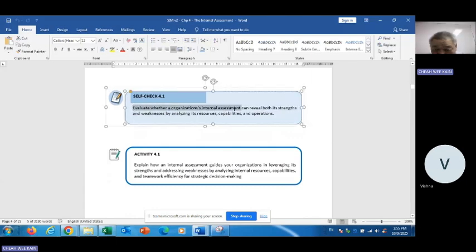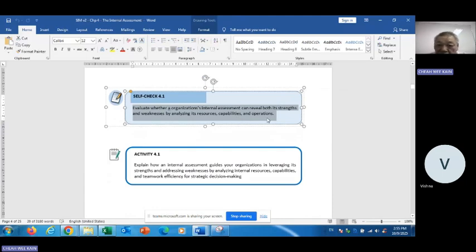Evaluate whether organization internal expansion can reveal both its strength and weakness by analyzing its resource capability and operations. Okay, so if you look at your resources, your capability, and your operations at each of the things that you want to check, then can your internal assessment help you to identify these resources, these capabilities? Okay, if they can identify for you, then it is a good process in internal auditing.